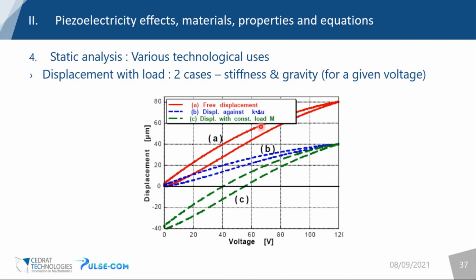In the opposite case, if you have only a mass at the edge of your actuator, you would have a little deformation due to gravity. We suppose here that the piezo actuator is aligned with the gravity. That means you have a little preload that would modify the displacement at 0 volts. But then you would have the same shape as the red curve at free displacement, because you have only the gravity that is acting on your mass.